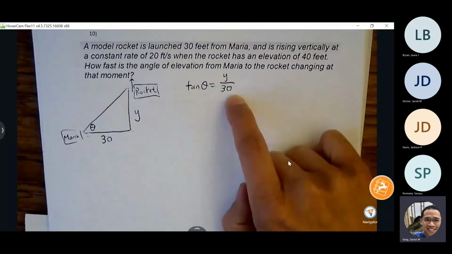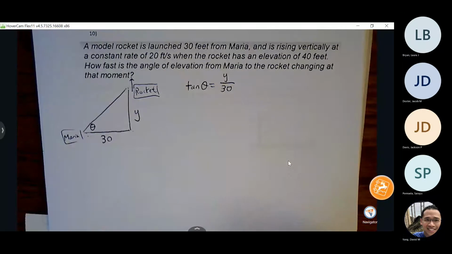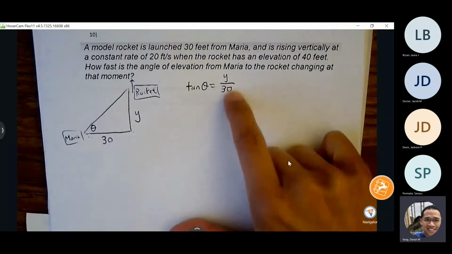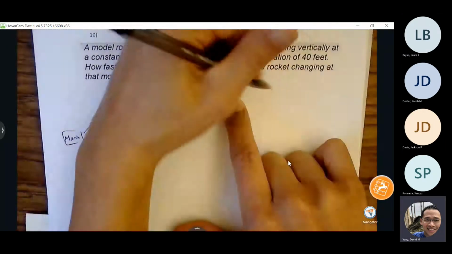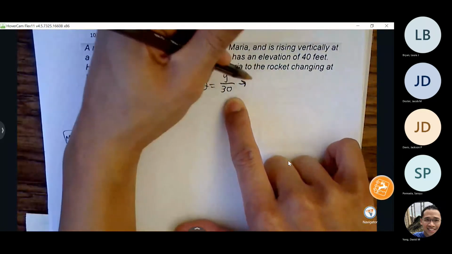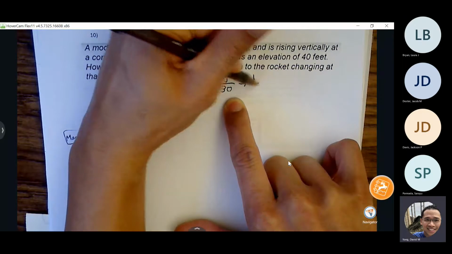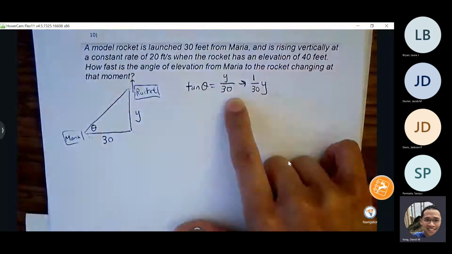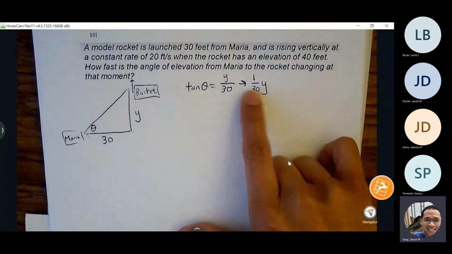You can either go through quotient rule. Yes, question? Any questions? Okay. You can either go through quotient rule, or you can push it out in front as what? 1/30y, which really just requires us to do power rule, right? Just push that coefficient on in front.